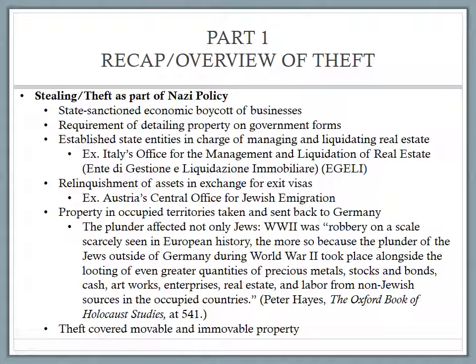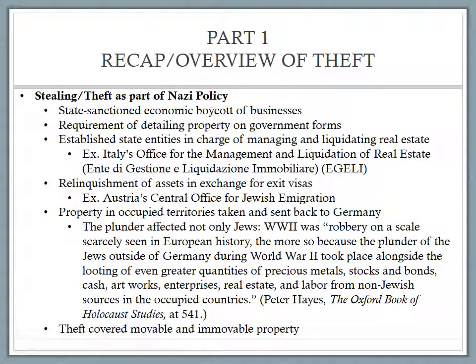He says, "World War II was robbery on a scale scarcely seen in European history, the more so because the plunder of the Jews outside of Germany during World War II took place alongside the looting of even greater quantities of precious metals, stocks and bonds, cash, artworks, enterprises, real estate, and labor from non-Jewish sources in the occupied territories." So outside of Germany, it was the theft of the property of Jews and non-Jews on a tremendous scale.